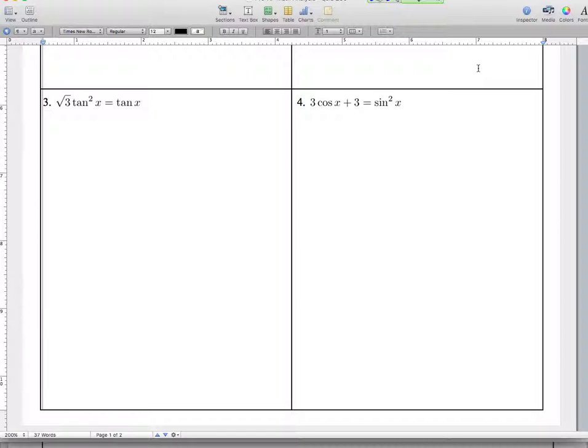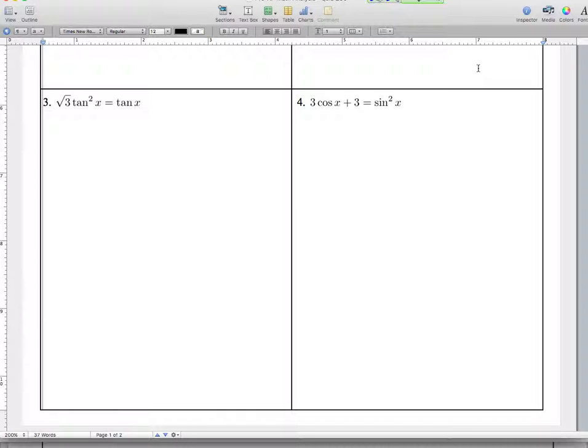So again, first thing I ask myself is, do I have like terms? No. Like terms means I have the same trig function and it is the same power. That's what we mean by like terms. In this case, I have the same trig function, but I do not have the same power, so that means I do not have like terms. So I need to go to step 2.